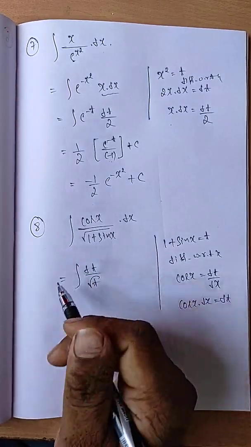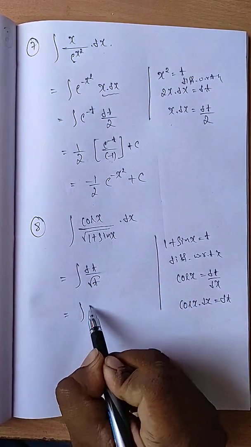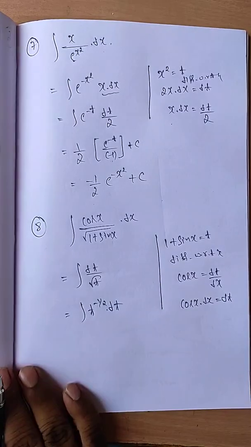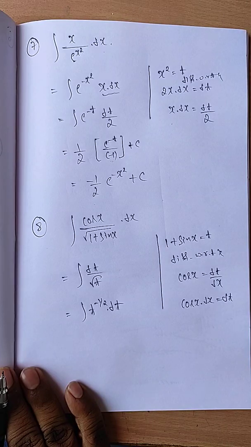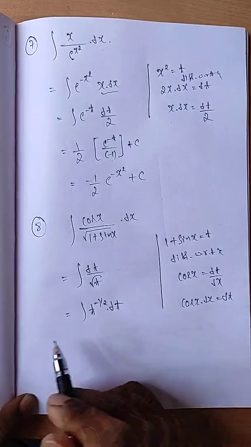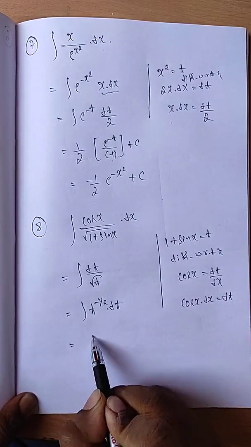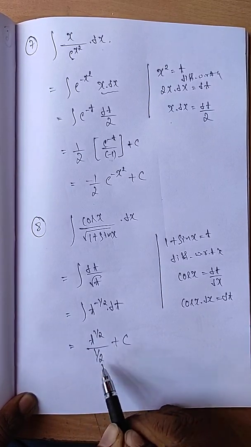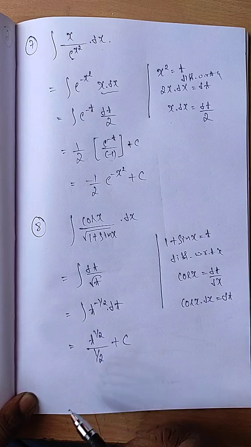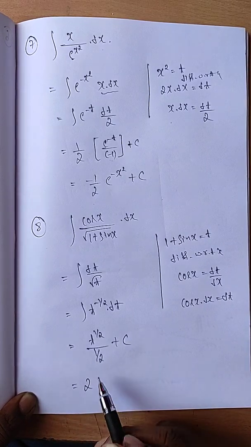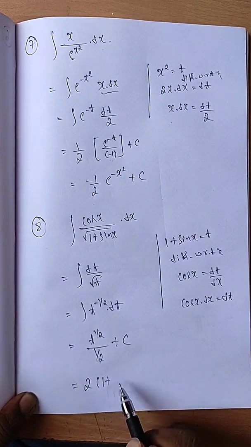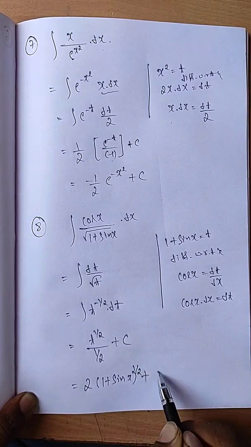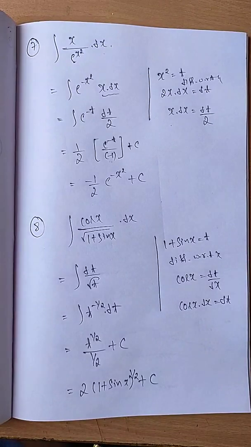If it comes to the numerator, we write integration of t to the power of minus 1 by 2 into dt. What is the integration of t to the power of minus 1 by 2? We know that it is t to the power of 1 by 2 by 1 by 2 plus c. The reciprocal of this 1 by 2 is 2, and t is 1 plus sin x, so the answer is 2 times 1 plus sin x to the power of 1 by 2 plus c. Is it clear? Is it okay?